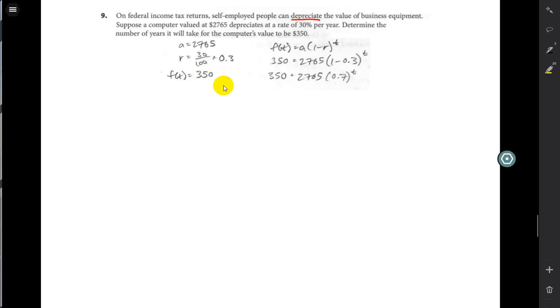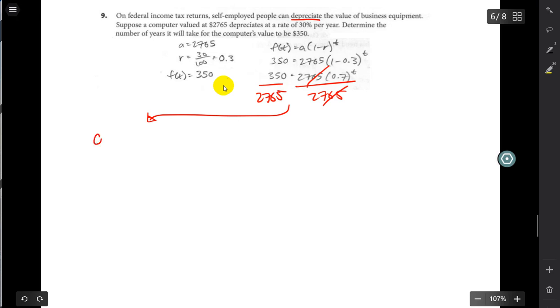Our goal is to solve for t. So what I see is we're going to divide both sides by 2,765. So this cancels. On the left-hand side, we have to actually calculate it. So we get 350 divided by 2,765. So this is 0.12658, I'll just keep a whole bunch of decimal places, and this equals 0.7 raised to the power of t.